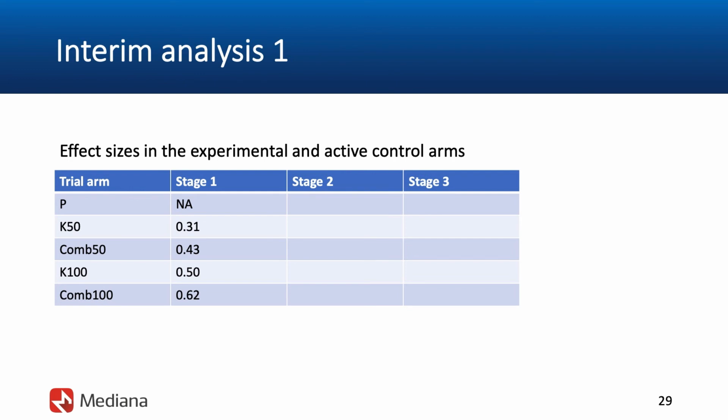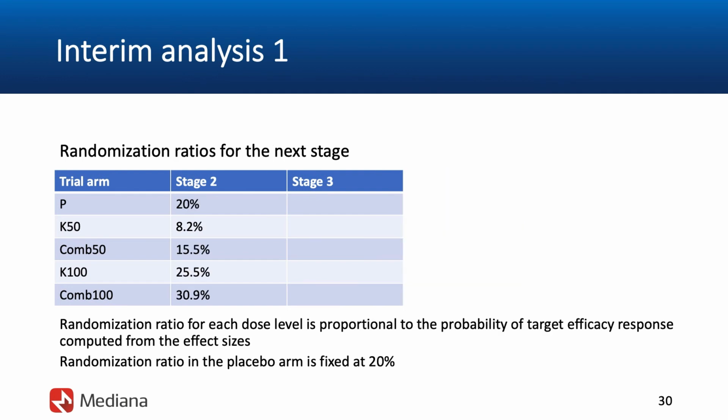These estimated interim effect sizes will be fed to an appropriate Bayesian model to update the randomization ratios for the next stage of the trial. The randomization ratio in this case would be proportional to the probability of achieving target efficacy response, and that probability would be computed from the effect sizes that we presented on the previous slide. And based on those predicted probabilities of achieving target efficacy, we end up with the following randomization ratios for the second stage of the study.